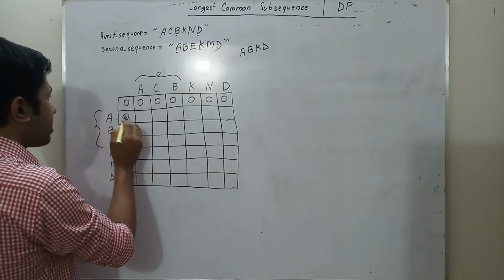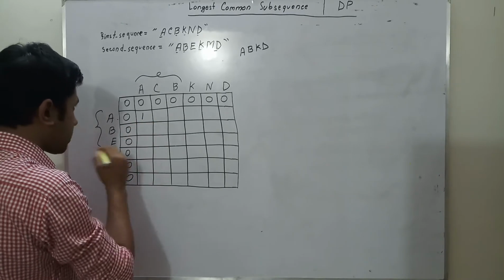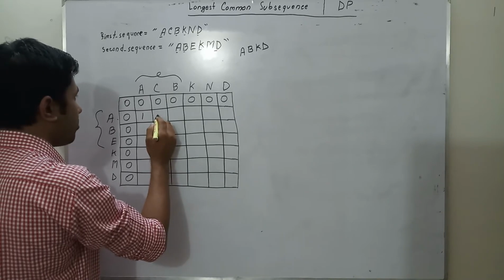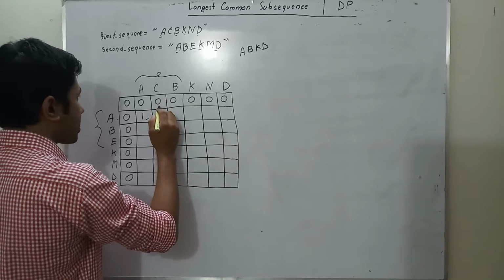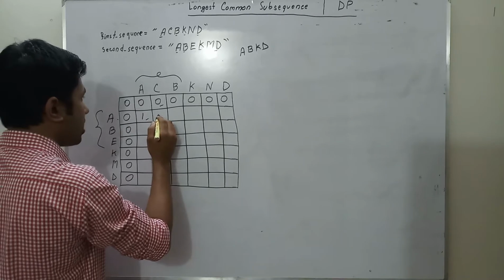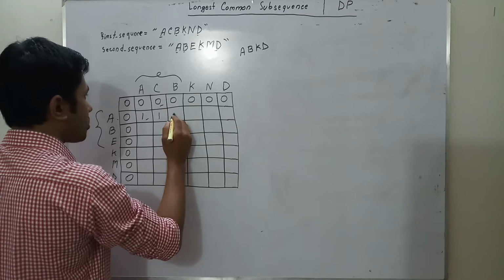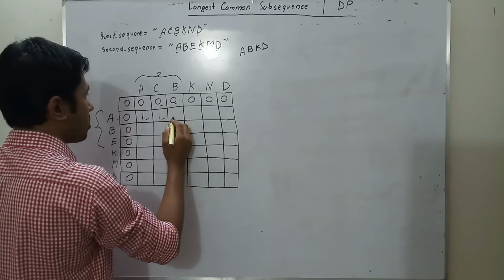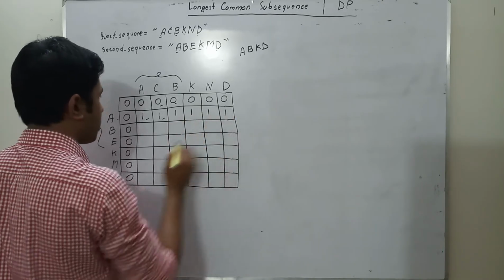For the first character A, here A and A is matched, so the value will be 1. Here A didn't match with C, so the value of this field will be the maximum value of this row or the maximum value of this column. Here 0 and 1, so the maximum value will be 1. Here A didn't match with B, so the value of this field will be the maximum value of this row or the maximum value of this column, so the value will be 1. Same, 1, 1, and 1.